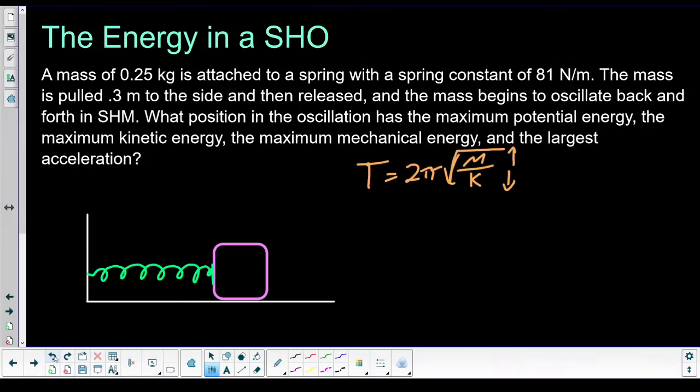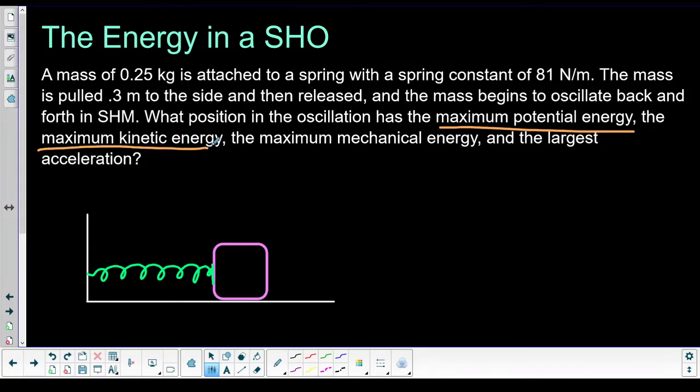Okay. Whoops. Let's erase more carefully this time. Okay. So let's read the question. A mass of 0.25 kilograms is attached to a spring with a spring constant of 81 newtons per meter. The mass is pulled 0.3 meters to the side and then released. The mass begins to oscillate back and forth in simple harmonic motion. What position in the oscillation has the maximum potential energy, the maximum kinetic energy, and the maximum mechanical energy? And where is the largest acceleration during the oscillation going to be found?